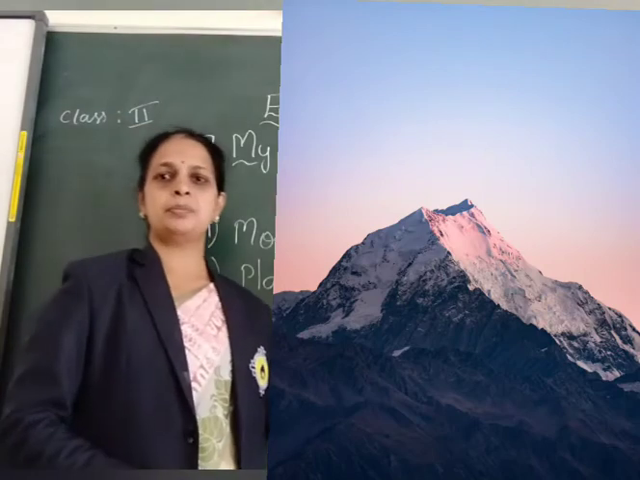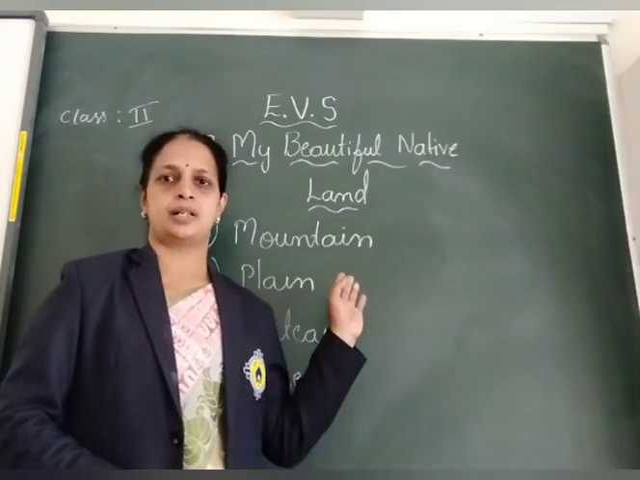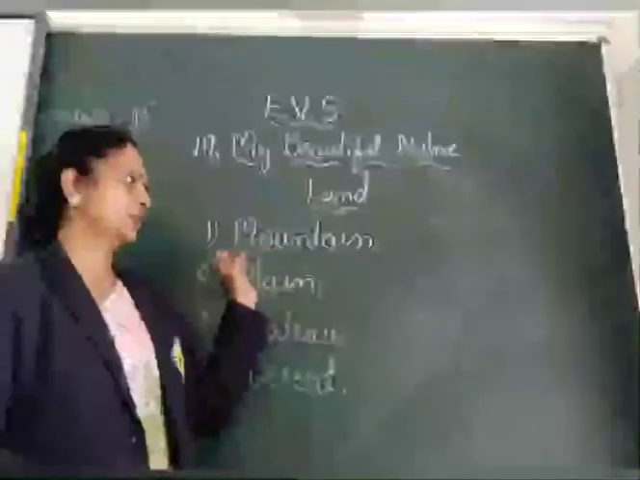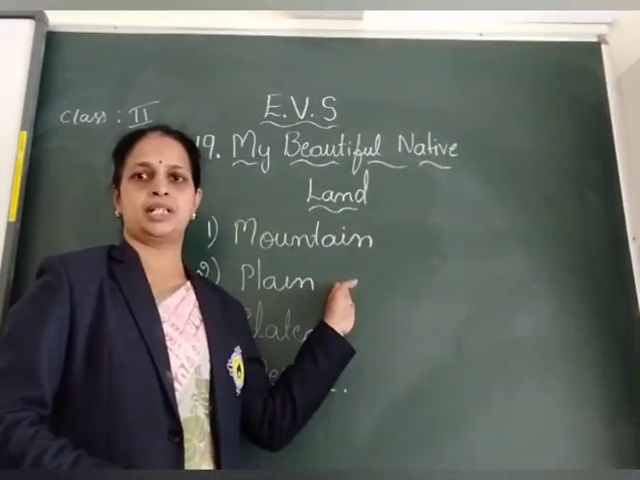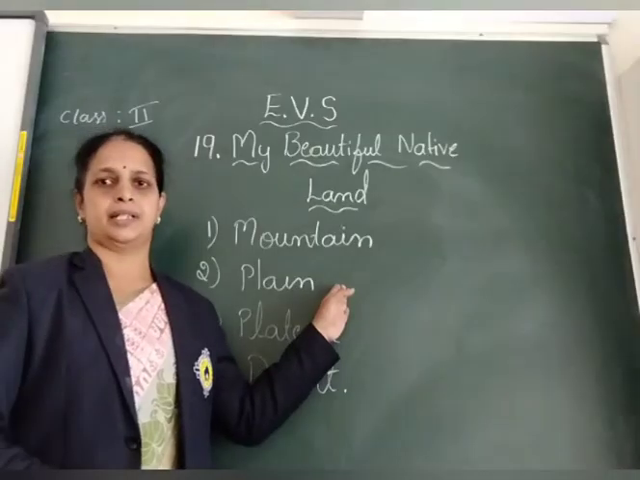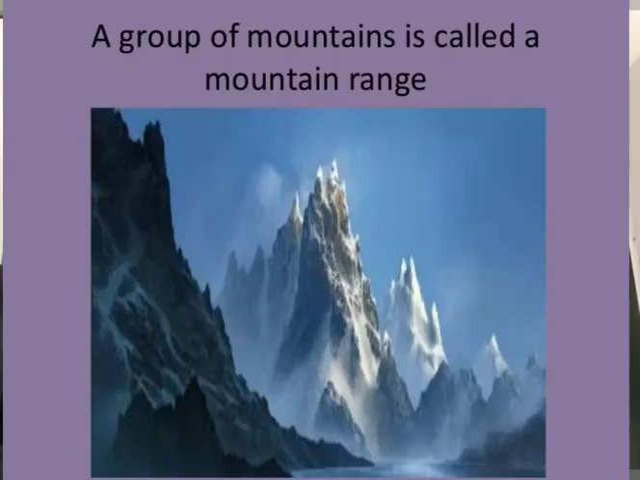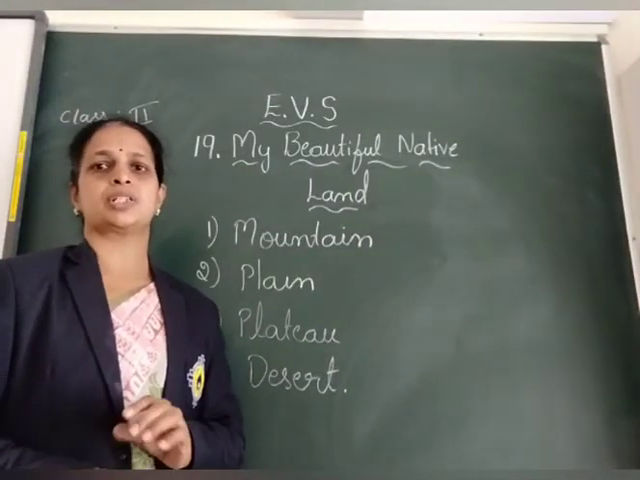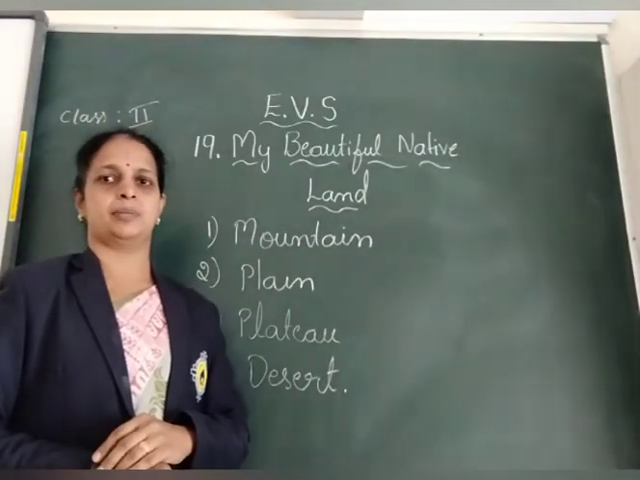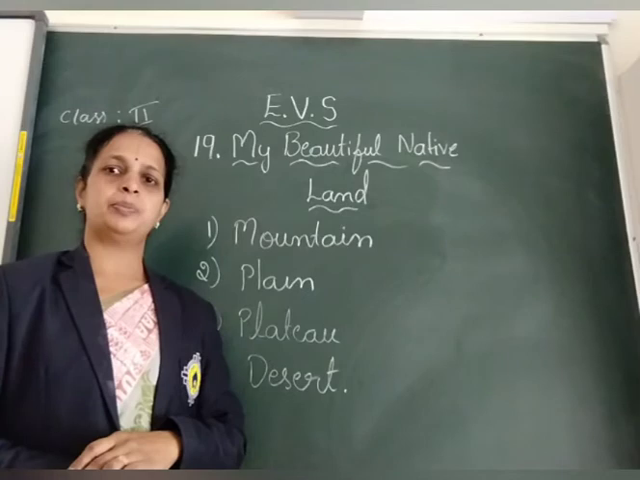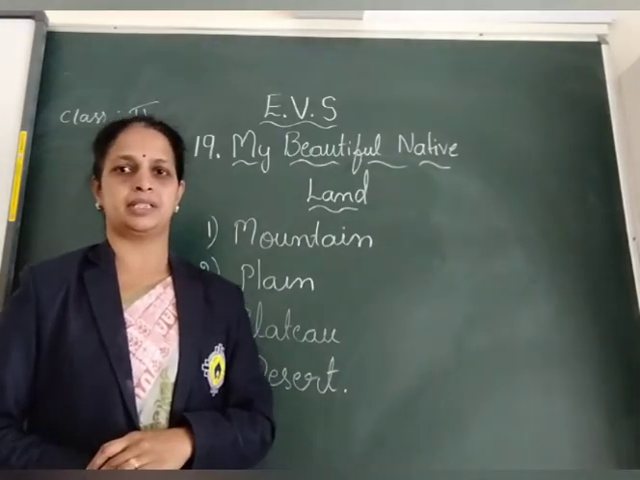Mountain. In some places land rises very high compared to the surrounding area. This place we call a mountain. So a mountain is a high elevated land compared to the surrounding area. Many mountains together will form a mountain range. The tip of the mountain shape will be sharp or round or steep. Here the population is very less, which means more people will not live here.